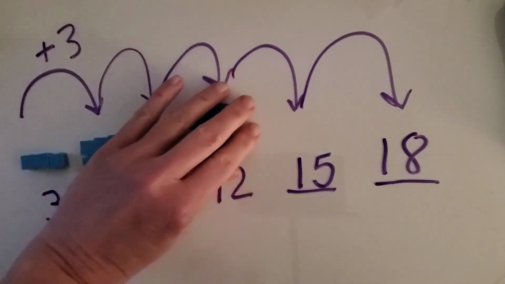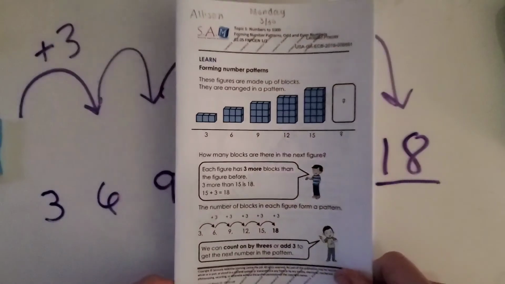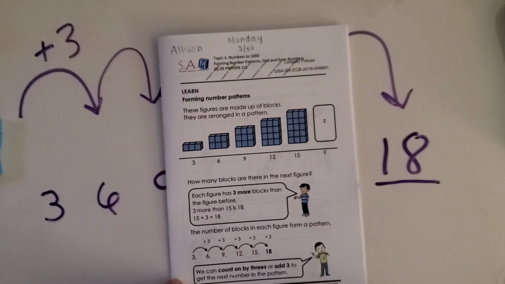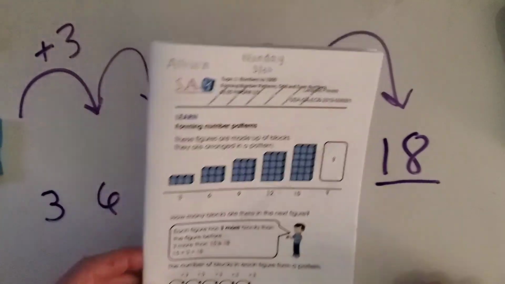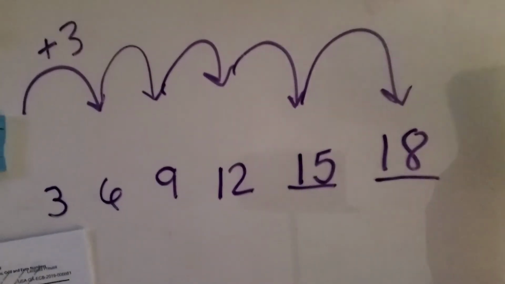So it says on our page here how many blocks are there in the figure, and each figure has 3 more blocks than the next figure before. And 3 more than 15 is 18, because 3 plus 15 equals 18. The numbers of blocks in each figure form a pattern. And we can count on by 3s or add 3 to the next number to get the pattern. Okay, that's very good. So we're going to move on now to look at some more patterns here.